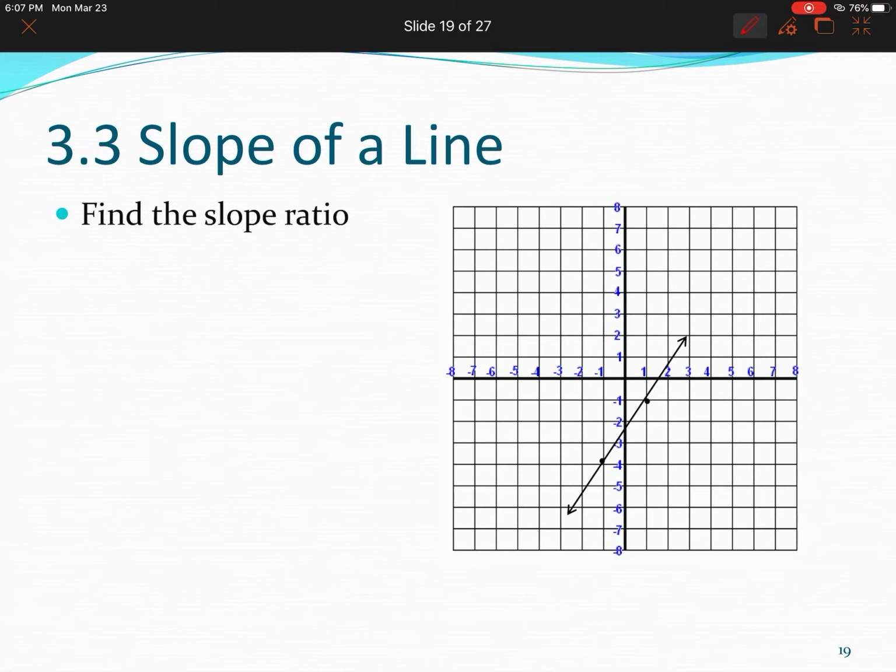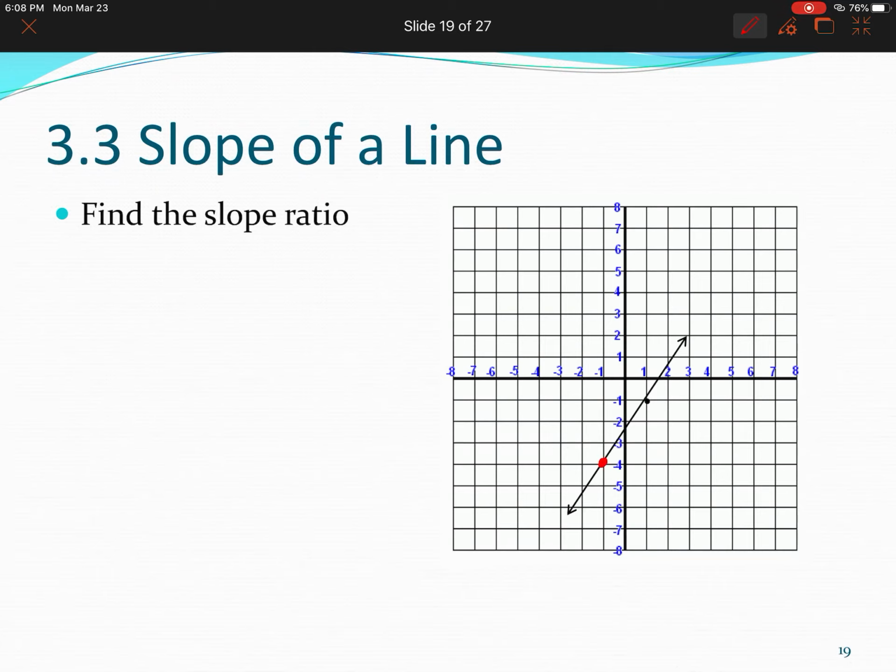And so what I want us to do here is I want us to find the slope. And we really have three ways to do this. We can literally look at the graph and count rise over run. We're going to have a slope formula that we'll talk about in a few minutes. And then we also can use equations to find the slope.